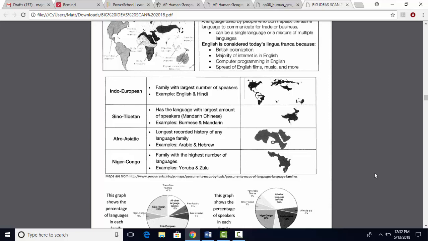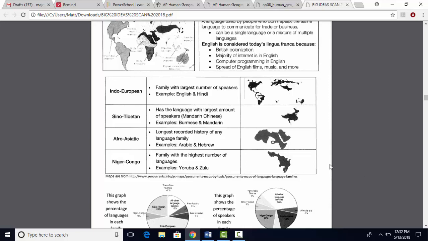Sino-Tibetan, we've already mentioned, the language with the largest amount of native speakers, right? As opposed to just the total number of folks who know it worldwide, but it may not be their first language, as is the case with the Indo-European ones. Afro-Asiatic, remember, is the longest recorded of the language families. Arabic and Hebrew are both Afro-Asiatic.